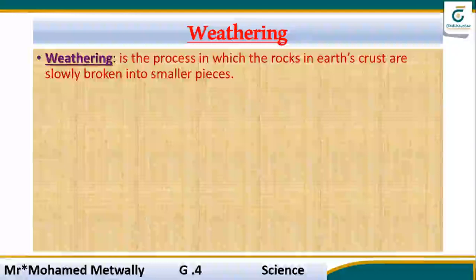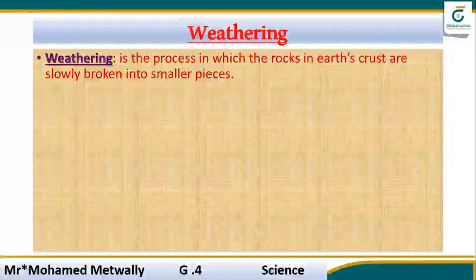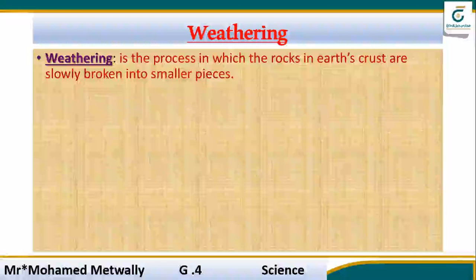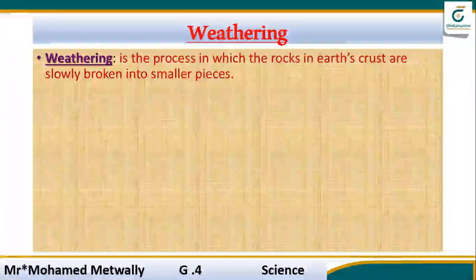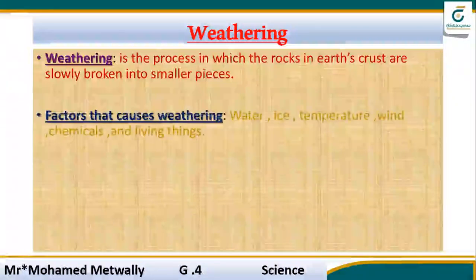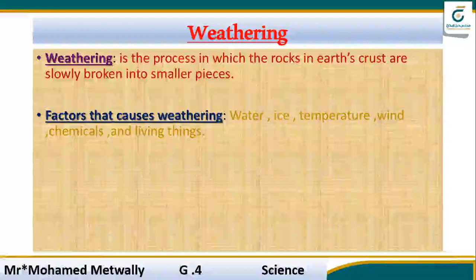In weathering, big rocks will be broken into smaller pieces when they are exposed to the air. Water, ice, temperature changes, wind, chemicals, and living things can all cause changes. So the factors that cause weathering are water, ice, temperature, wind, chemicals, and finally living things.